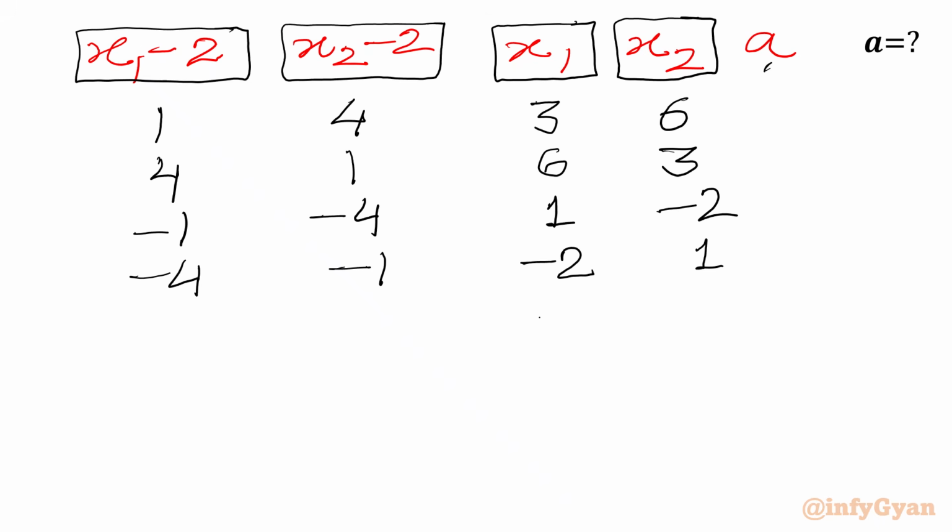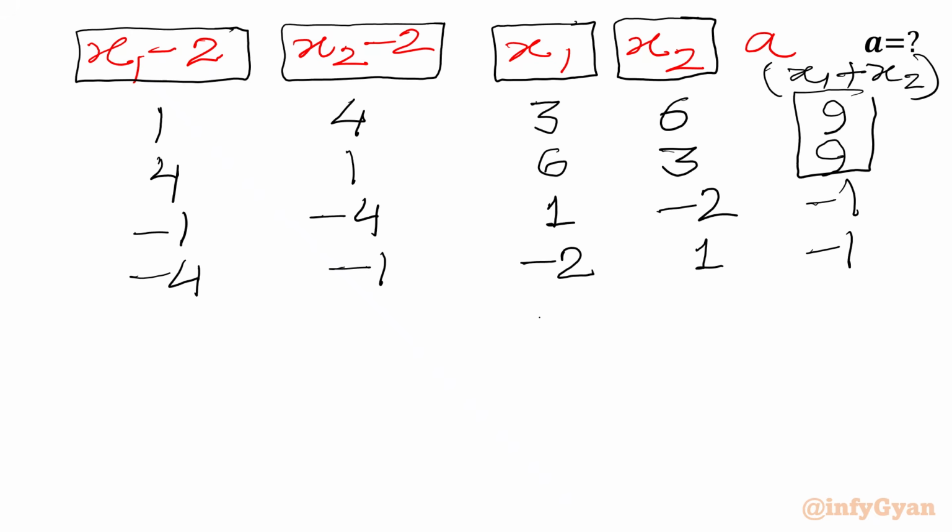Now a is x1 plus x2. So 3 plus 6 is 9. 6 plus 3 is 9. 1 plus minus 2 is minus 1. And minus 2 plus 1 is minus 1. So we have a equal to 9 and a equal to negative 1. So we'll write here integer values of a equal to negative 1 and a equal to 9.